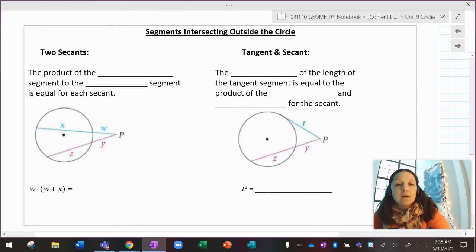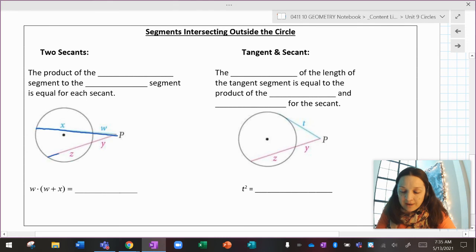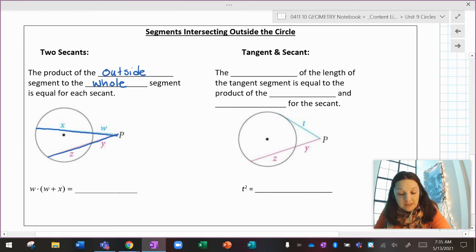Now, what if instead of two crissy-crossy chords, I have two things that intersect outside? What if I have two secants? And if you remember, secants are like a chord that keeps going. So if I have two secants that intersect outside the circle at some external point, the product of the outside part of the segment multiplied by the whole segment is going to be equal for each secant.